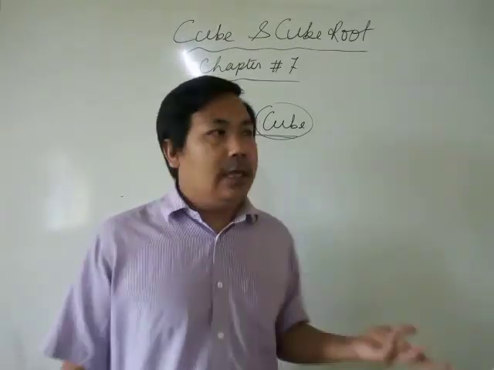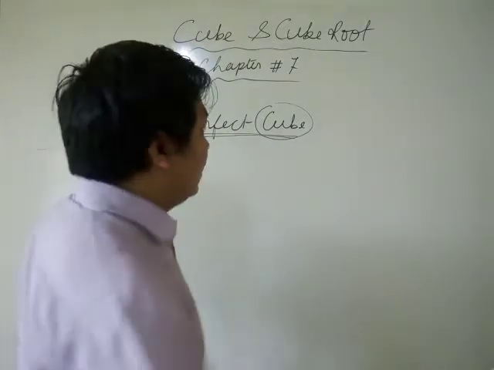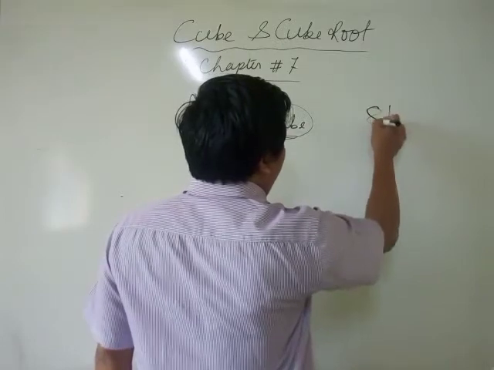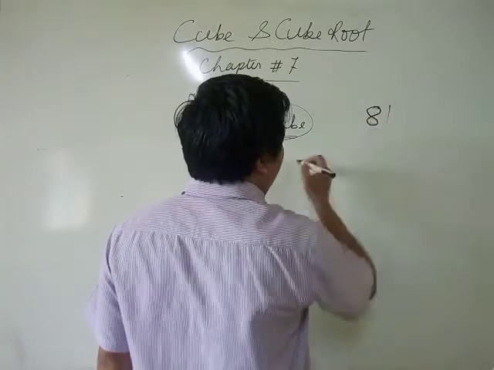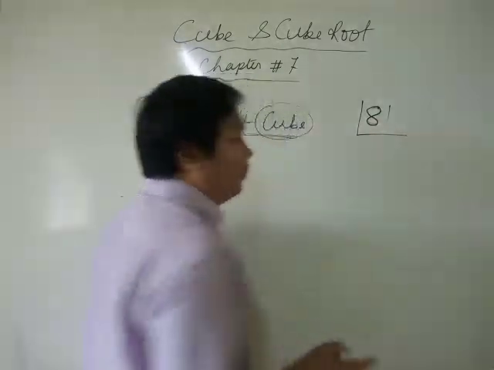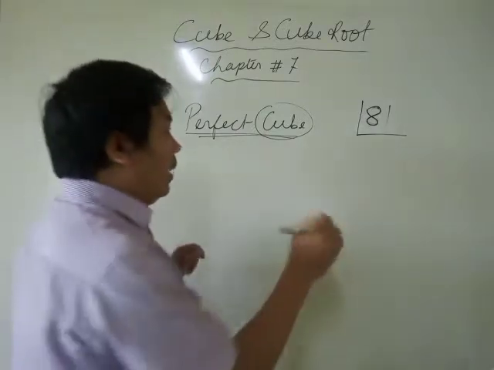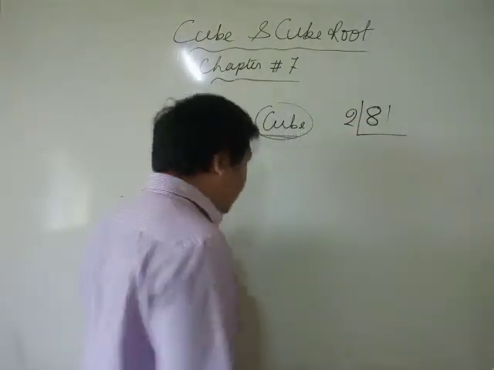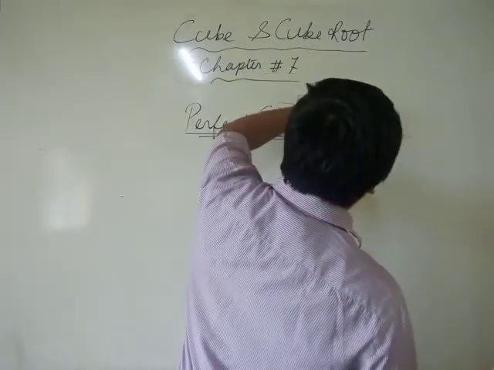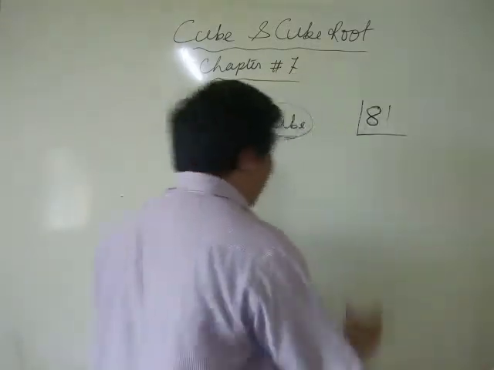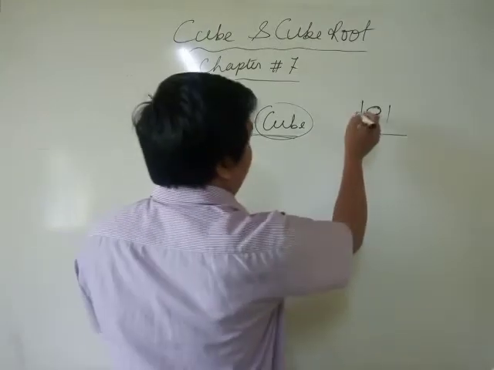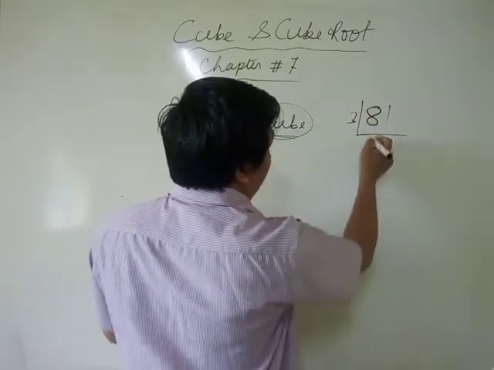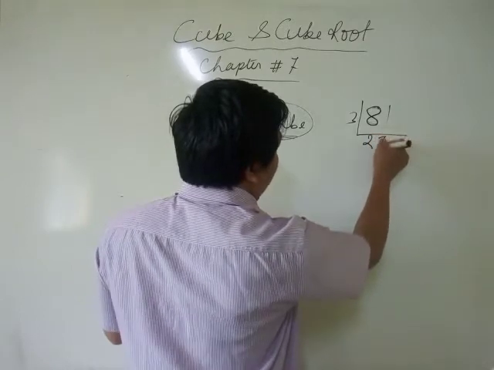Okay, clear? So let us see by taking one example, 81. 81 is not a perfect cube. So let us find the prime factors of this number. Let us say 2, 2 cannot divide, it doesn't make any sense here. Then, when you see, 3, yes. 3 times 2 is 6, and 3 times 7 is 21.